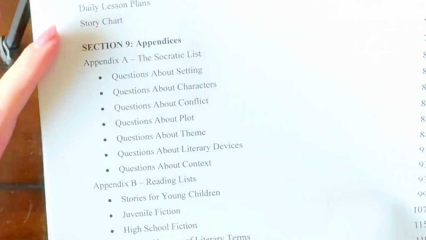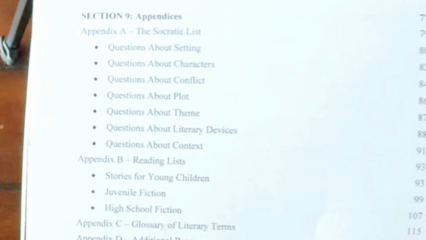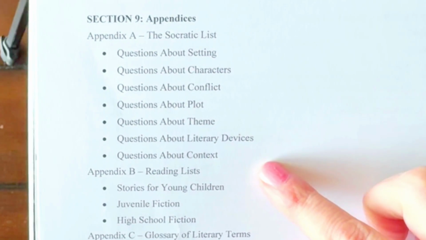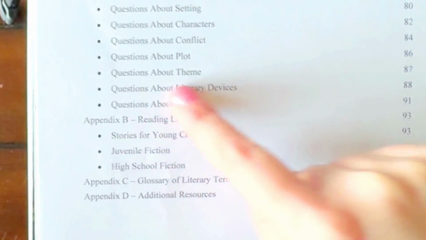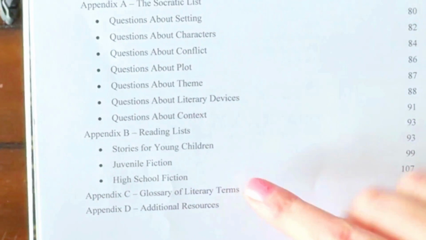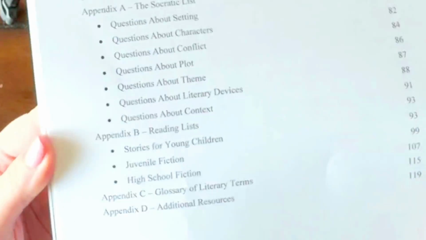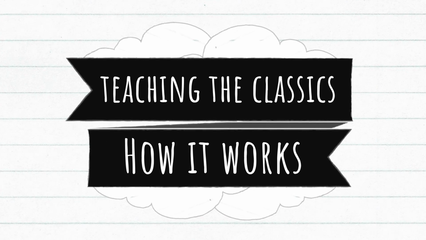And then in the back of this book are your appendices, which have a bunch of sample questions that you can use when analyzing literature. And then reading lists. Who doesn't love good book recommendations? They have some back here. And then a glossary of terms and additional resources. So in the very beginning, it shows you how to use this book.